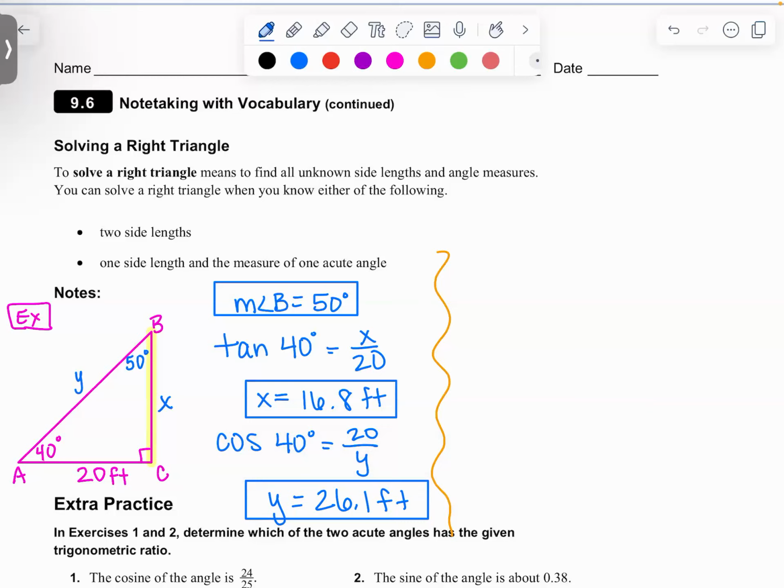Now, one thing I will mention, notice how when we set up the cosine ratio, I use all given information. If I would have done the sine of 40, I would have had to use a rounded answer. Sometimes that's unavoidable, but when we have to use an answer that we rounded to find another answer that we round, we could be off by like a decimal. Okay, so just kind of keep that in mind when you're choosing what you're gonna use.